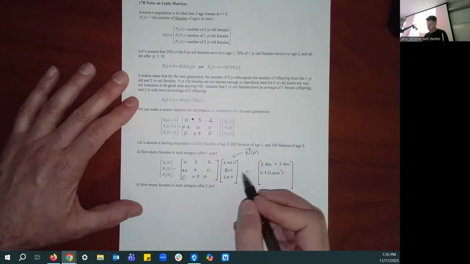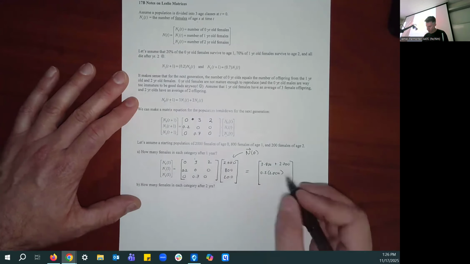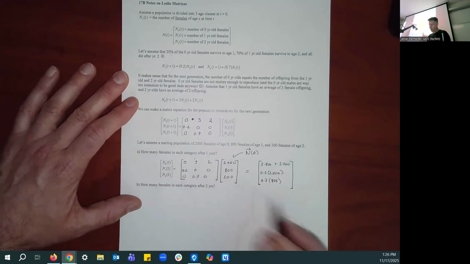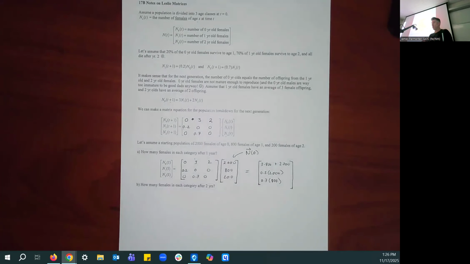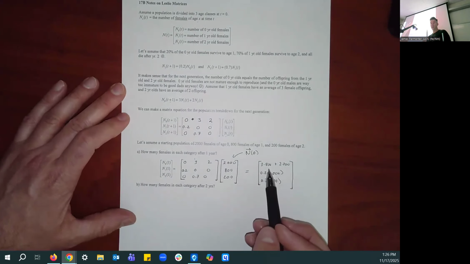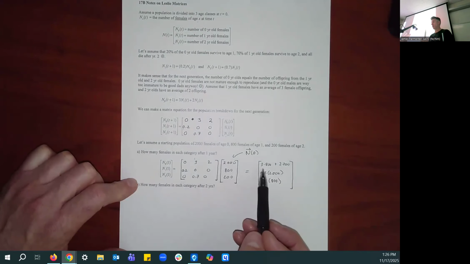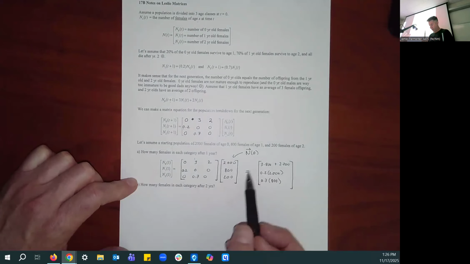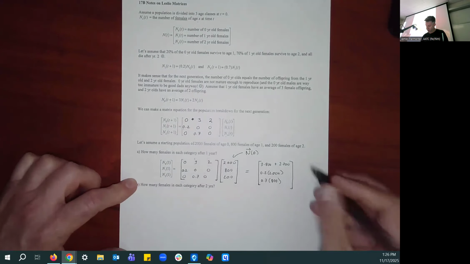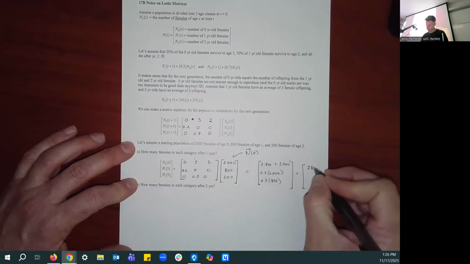And we don't need to write plus 0 plus 0. And in the third row, 0 times 2,000 plus 0.7 times 800 plus 0 times 200. And again, this makes sense based on what we've been saying, right? The number of 0-year-olds next year should be, well, each 1-year-old female should produce 3 offspring, so they're going to produce 2,400 offspring altogether. And each 2-year-old female should produce 2 offspring, so they'll produce 400 offspring. So we're going to get 2,400 plus 400, which is 2,800.